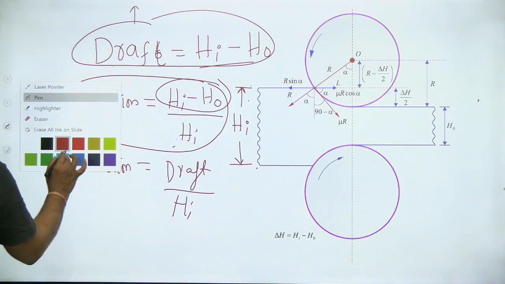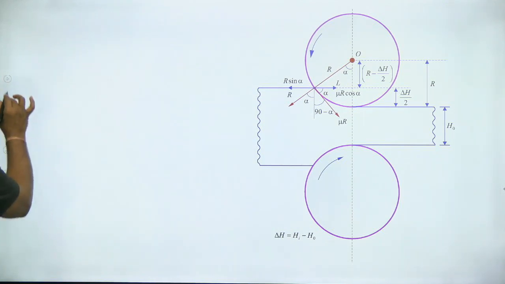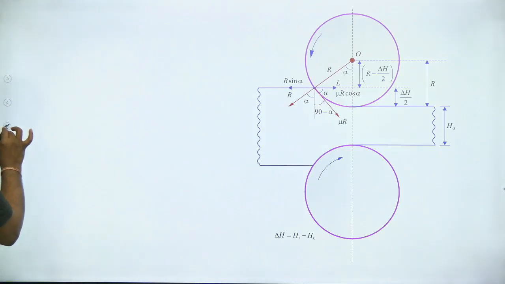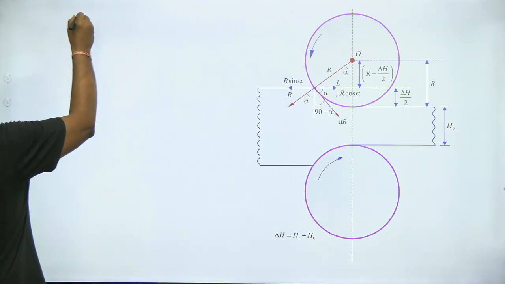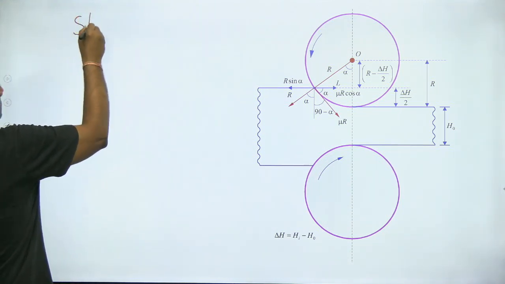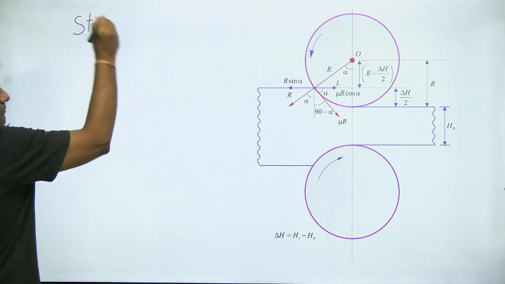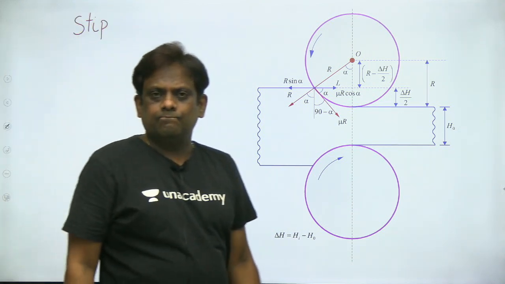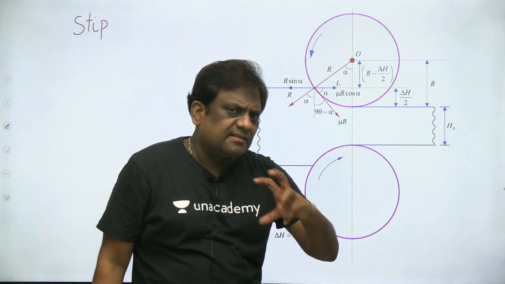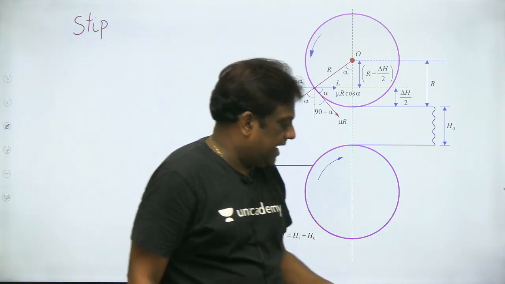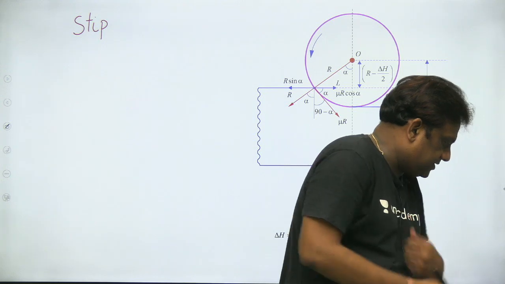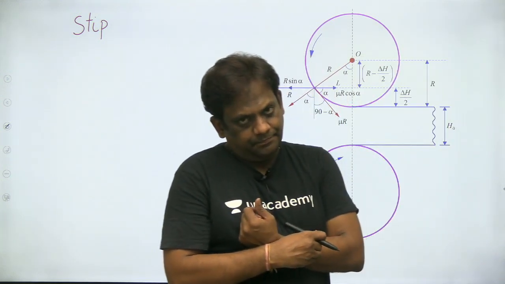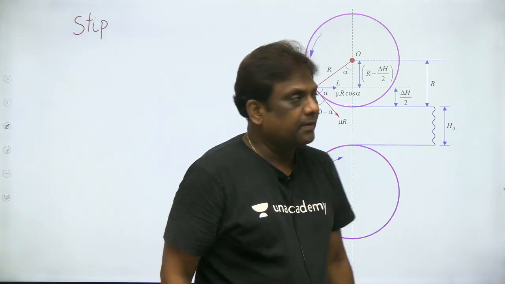Now we have seen how the velocity is changing, and there are some terms used here. We'll analyze those terms clearly. Slip. Slip is nothing but the difference in velocity. I repeat, slip is nothing but the difference in velocity. What is that? Let's see.